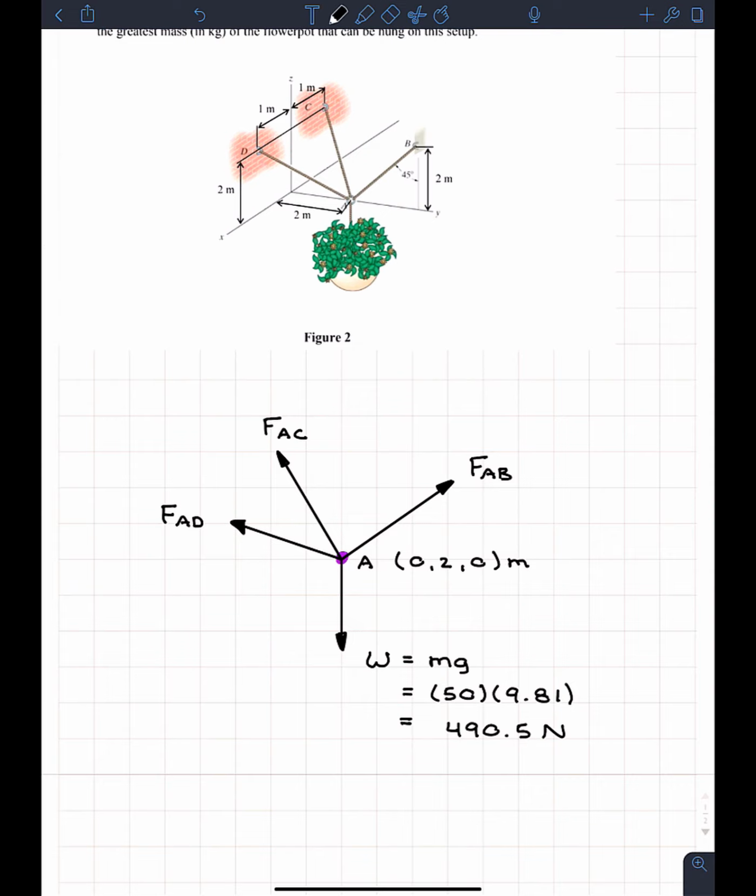For F_AB, we know that it goes to the coordinate point, which is 0 in the x, 4 in the y, and 2 meters in the z. So I'm going to put this coordinate in. F_AD, on the far side, we know is 1 in the x, 0 in the y, and then 2 in the z, in meters. And finally, we can throw in the last one, which is -1, 0, 2.